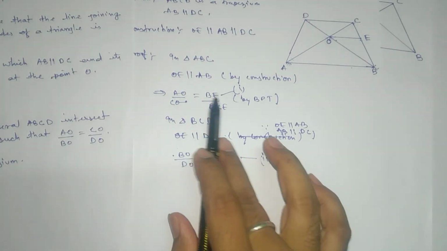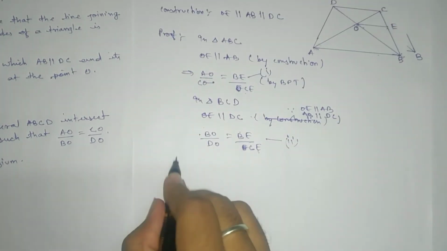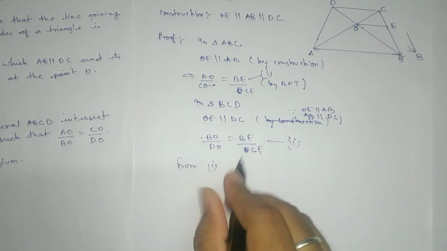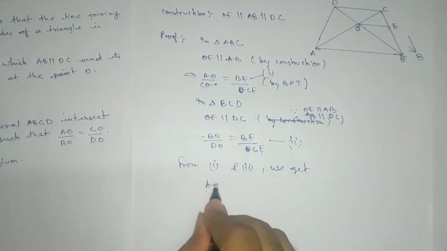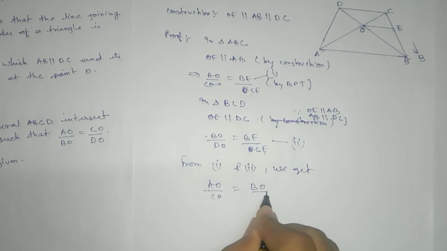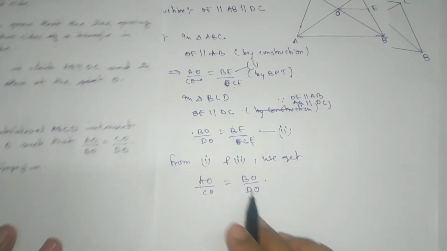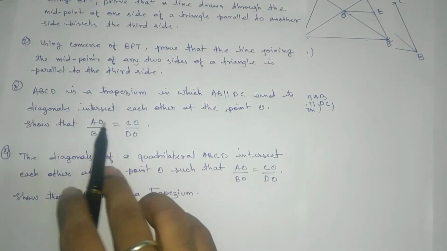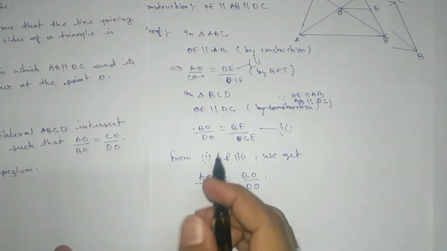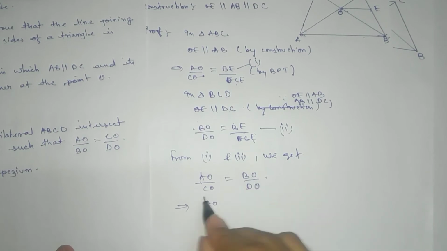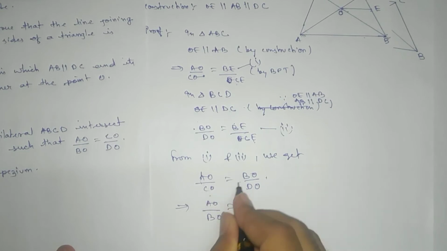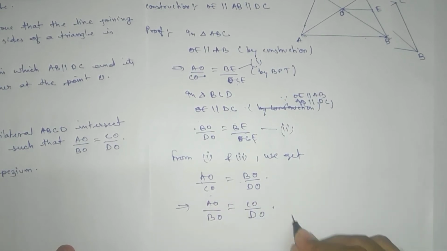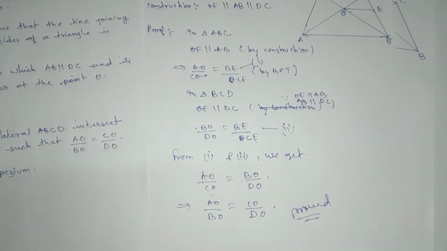But look at here, the BE by CE and BE by CE. So we can write from 1 and 2, what we get, that is AO by CO equals to BO by DO. Have we got our target? No. See, they have asked here AO by BO. Now what we're going to do, just cross multiply, so BO would be this side, AO by BO equals to CO by DO. Proved. Next, last one, the fourth one.